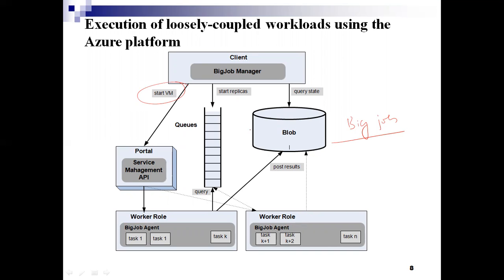The results of measurements show a noticeable overhead for starting virtual machines, and for launching the execution of an application task on a remote resource. Increasing the computing power of the virtual machine decreases the completion time for long running tasks. We have a number of tasks here in the worker role instance. A long running task will take much time; a short task will not take much time. So this is a brief about execution of loosely coupled workloads using the Azure platform.